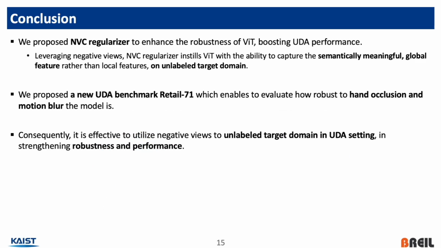Here's the conclusion. First, we proposed the NVC regularizer to reduce the dependence on local features and enhance the robustness of ViT in UDA settings. This enables ViTs to focus more on globally meaningful features in unlabeled target domains. Also, we introduced the Retail 71 dataset, which is a new UDA benchmark dataset. It allows us to assess how robust models are to hand occlusion and motion blur. Our method complements other UDA methods, enhancing overall performance and robustness.